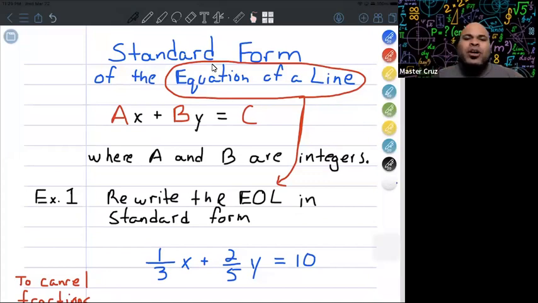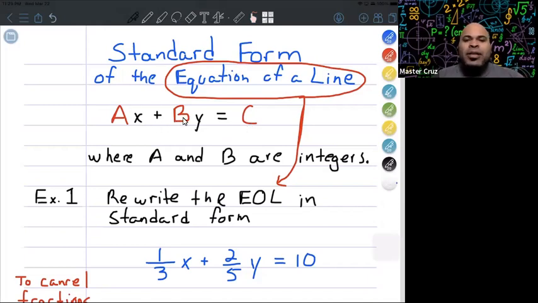And today we're going to talk about standard form of the equation of the line and what things we can do with it. We can write this in standard form. We can easily find x and y intercepts. So here we go. The standard form is ax plus by equals c.